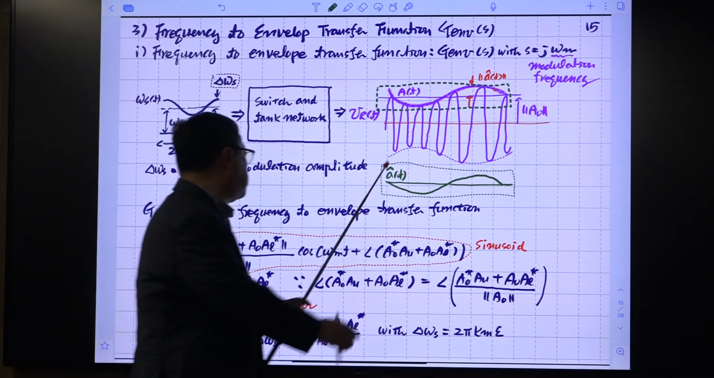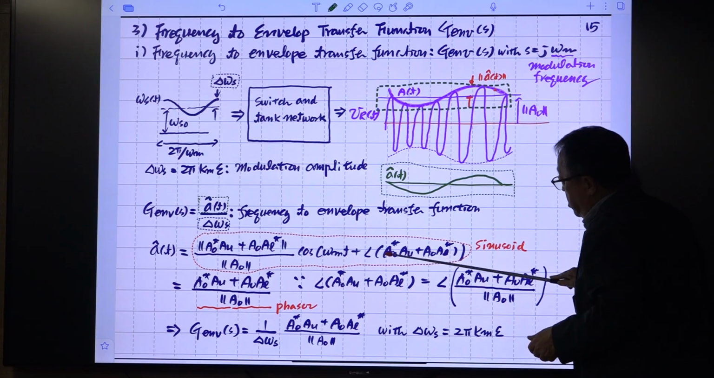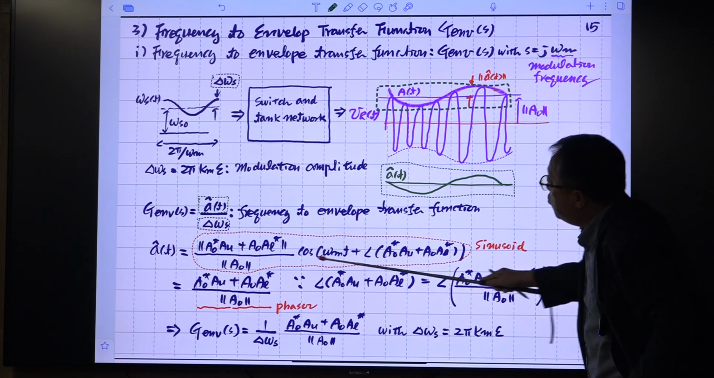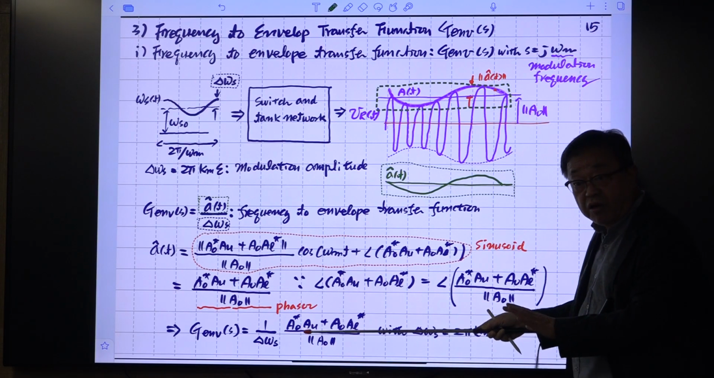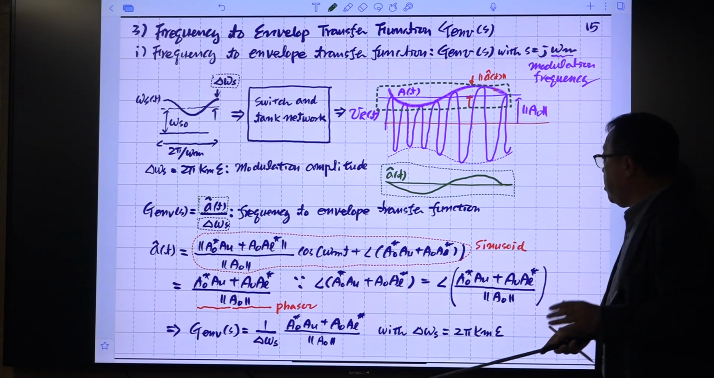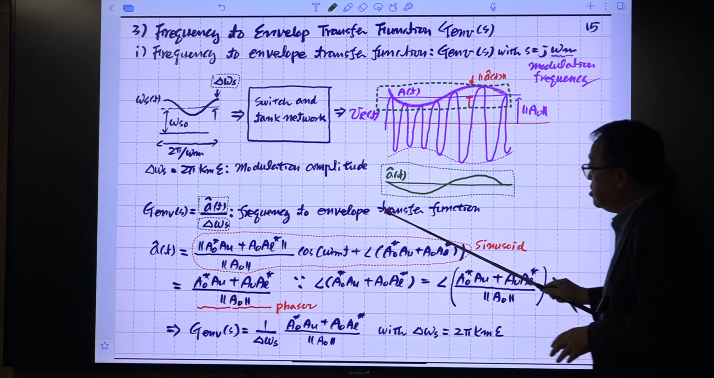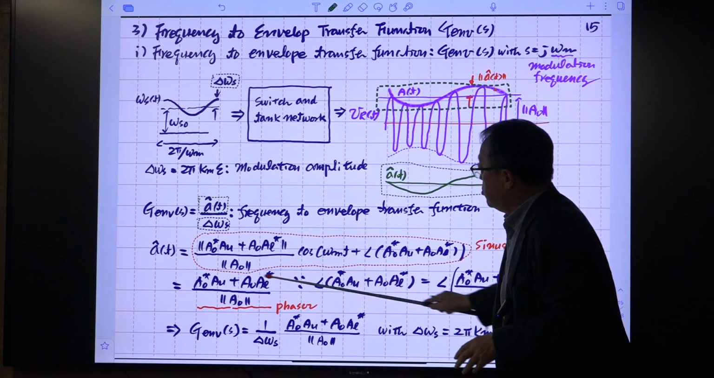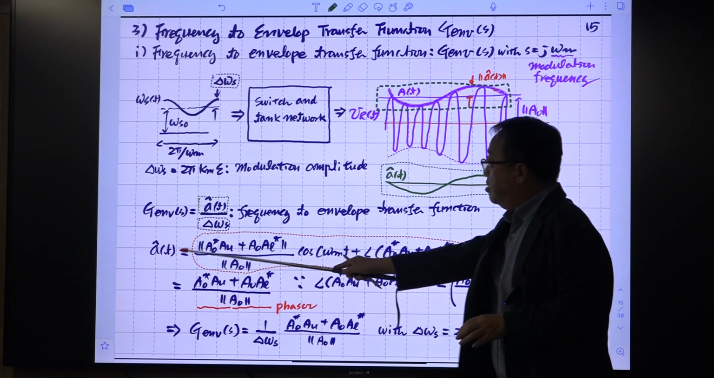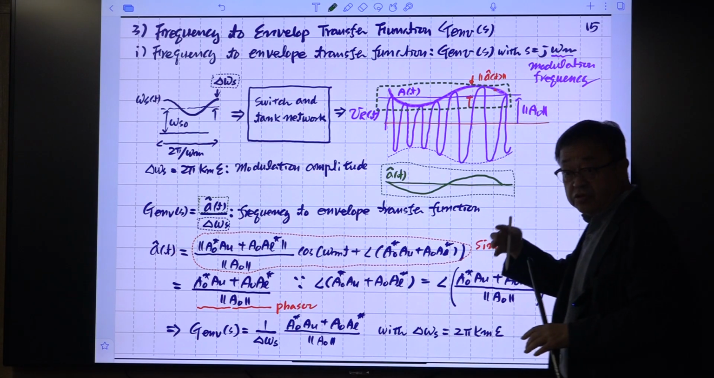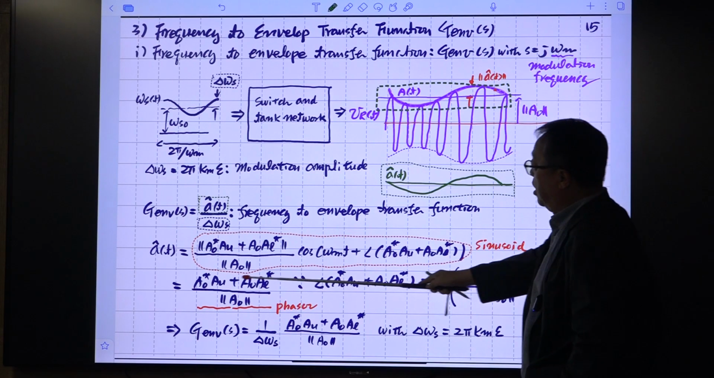Originally, the phase of this one contains this component, but the phase of this phasor has this one in the denominator, but it does not touch the phase information of this, right? So we can consider this. This one is a phasor representation of the transfer function output. This one, the envelope sinusoid, has this phasor representation.